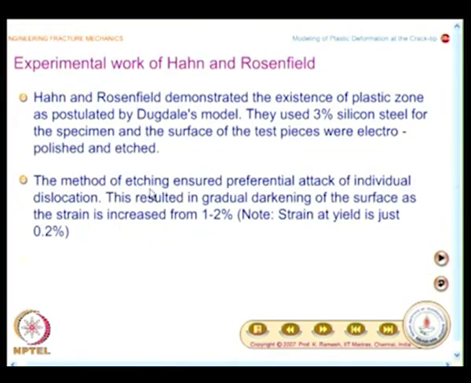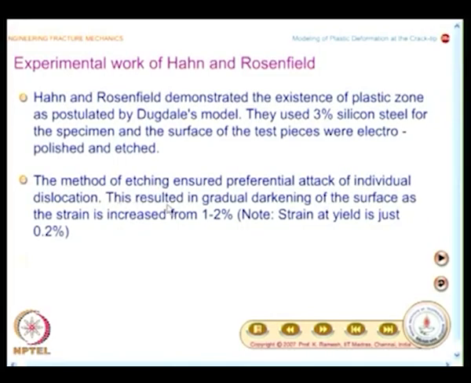The method of etching ensured preferential attack of individual dislocation. So, whatever is the plastic zone, it is because of dislocation pile up, and the etching process ensured that there is a preferential attack, and it makes the plastic zone revealed in some form.